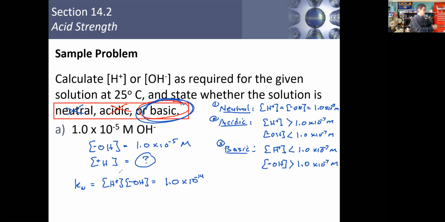Then I'm going to give you a chance to practice doing these calculations and answer more conceptual questions about acid-base solutions. Okay, very good, folks.